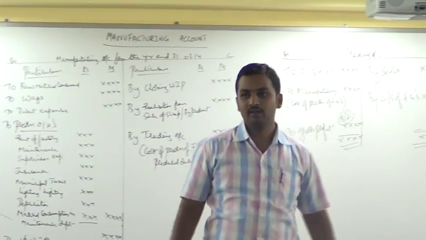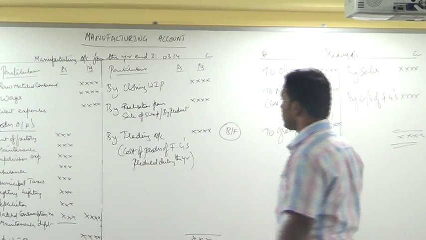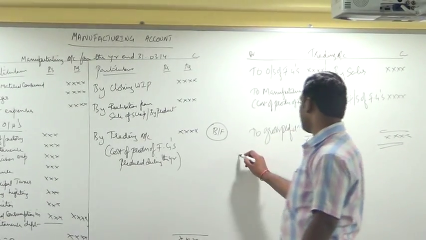Particulars, rupees, two column table. How to calculate raw material consumption?